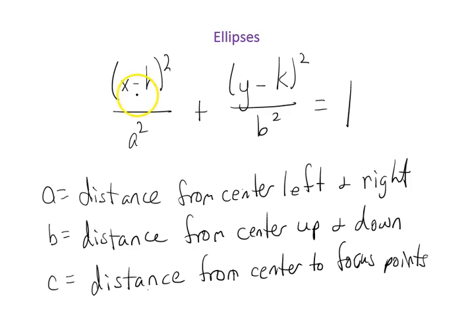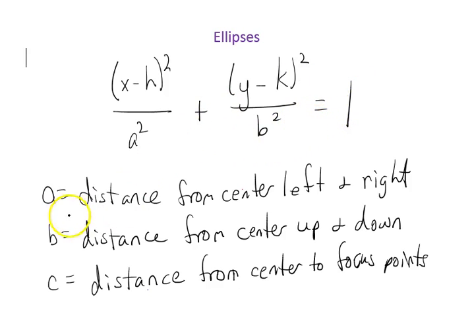Okay, so now we're going to talk about the standard form of the equation of an ellipse, and it's going to look like this right here. If you look at just the top part, it should remind you of the equation of a circle. And on the bottom, we have this a squared and the b squared that we're going to talk about in a second. There's always a plus in the middle, and it should always be equal to 1.